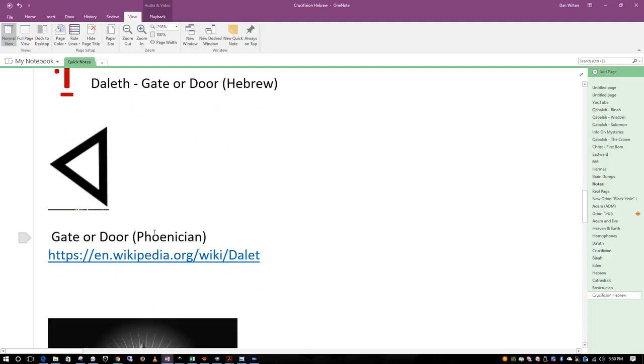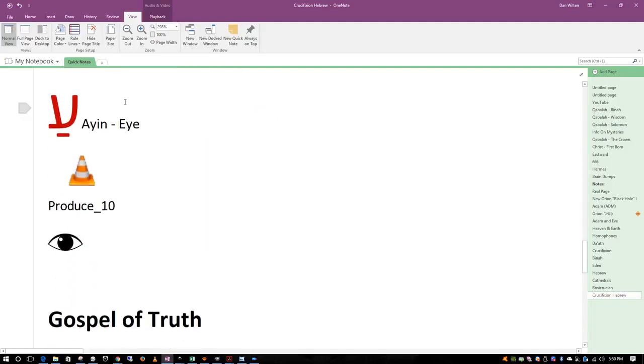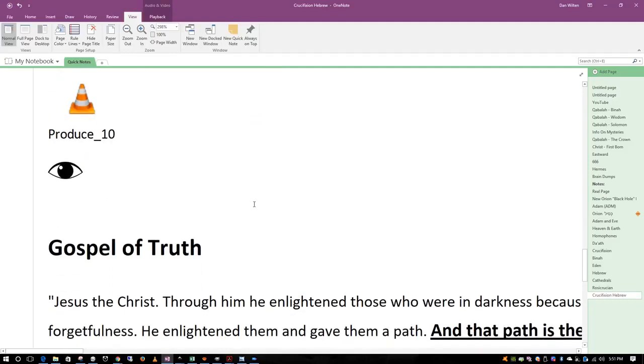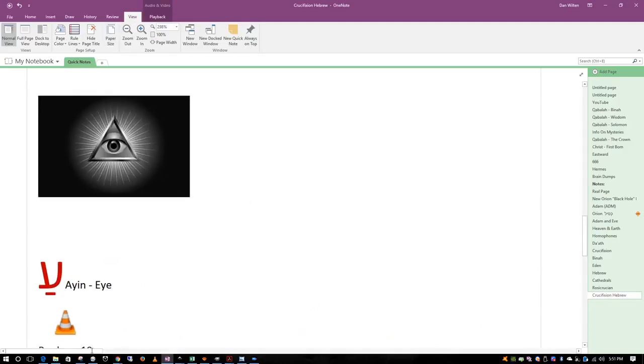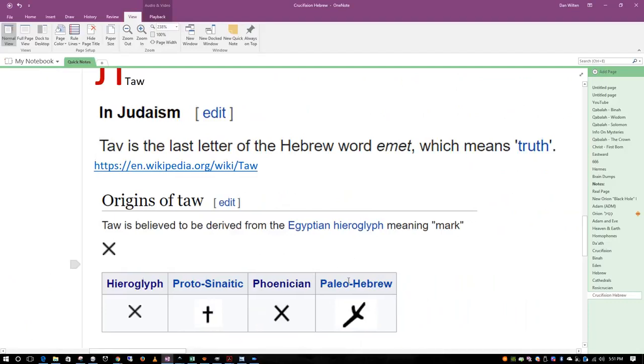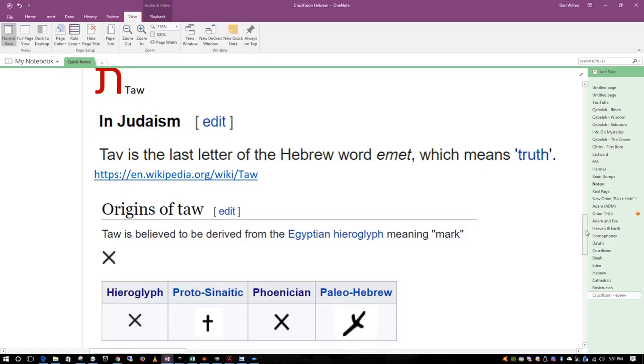Then if we take a look at Ayin, Ayin has the meaning of eye. And if we combine those two together, the first two letters of the word Da'ath, we have an eye and a triangle. The last letter that we have in Da'ath is the symbol of Tav. Tav means the word truth. It also comes from the Egyptian hieroglyph, which means mark.